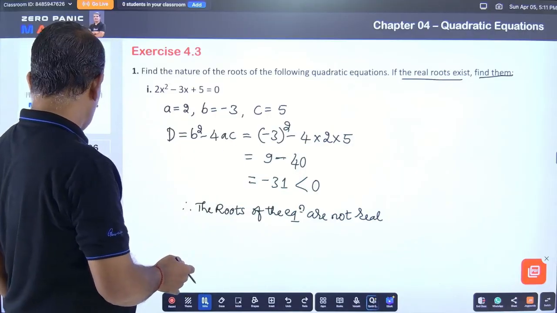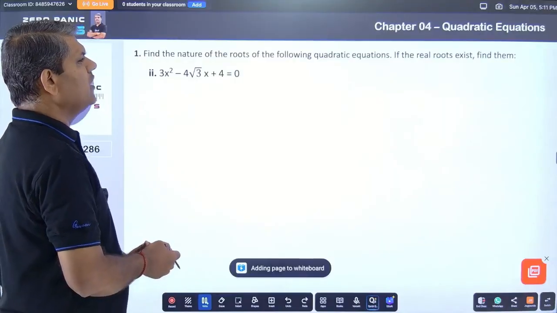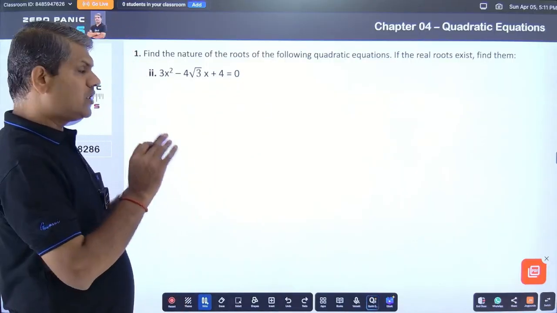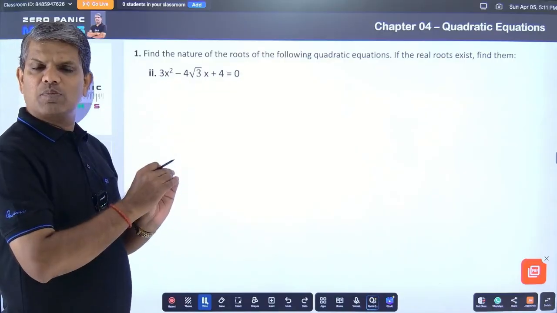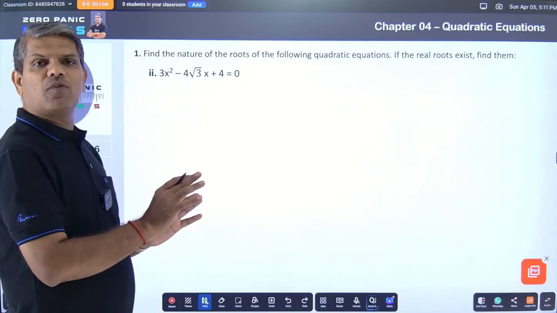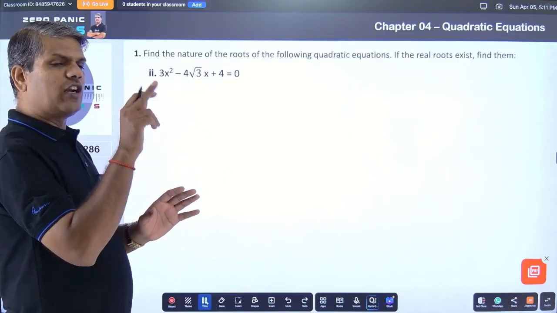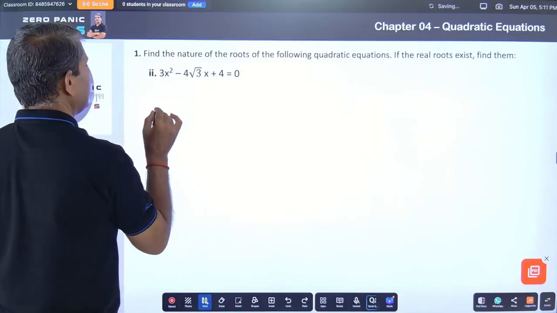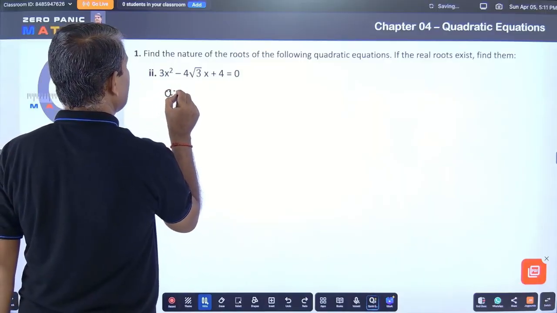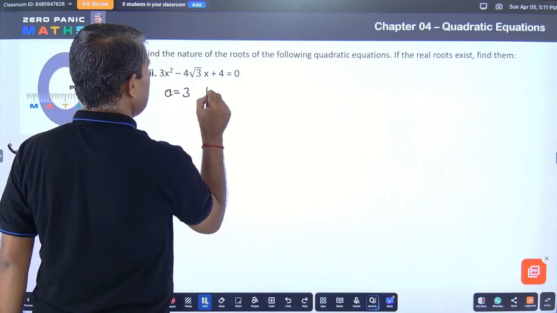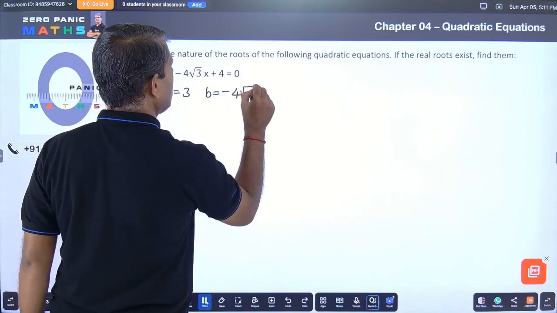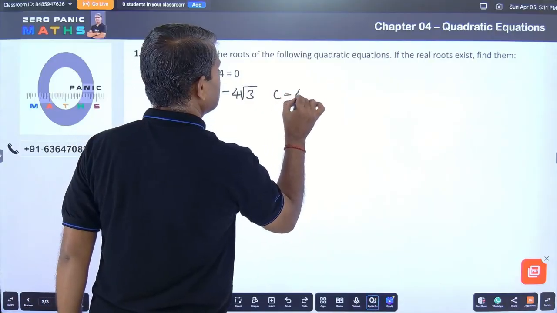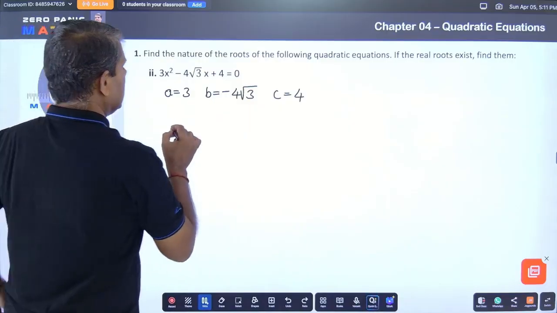Now let us move to the next problem. Again, don't look at the coefficients of x and x square. You just identify what is a, what is b, what is c, apply the discriminant formula and find its value, whether greater than 0, equal to 0 or less than 0. That is what you have to do blindly. So what is a in the given equation? It is 3. What is b? b is minus 4 square root of 3. And what is c? c is 4.